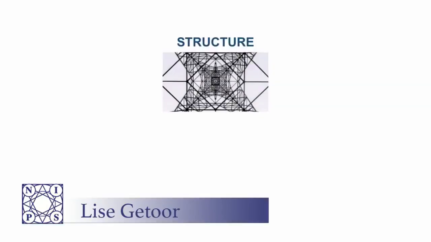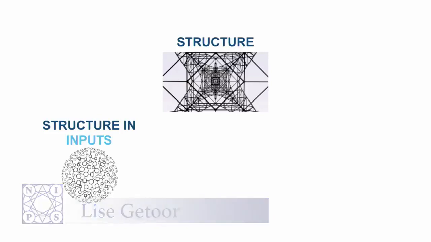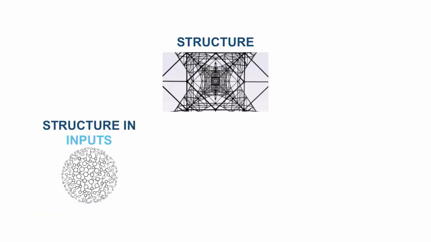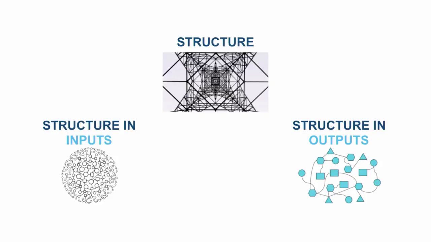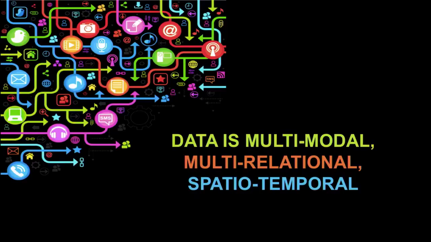In this talk, I'm going to be talking about structure, both in the inputs to our machine learning algorithms and also in the outputs of our machine learning algorithms. So what do I mean by structure in the inputs? I simply mean that all this crazy data that we're being inundated with oftentimes has a lot of structure. So it's multimodal, there's different kinds of entities, it's multi-relational, there's all kinds of different links between things. There's other kinds of structure, spatiotemporal, and so on.